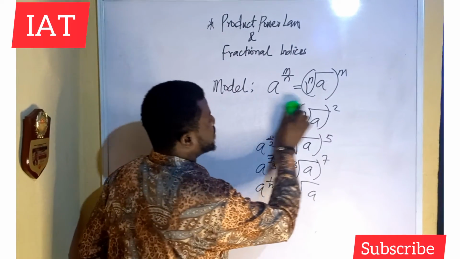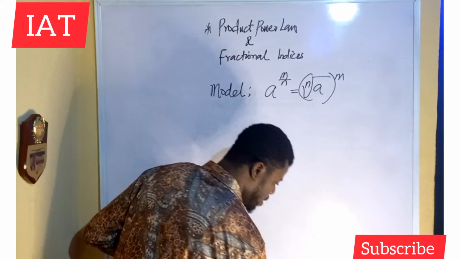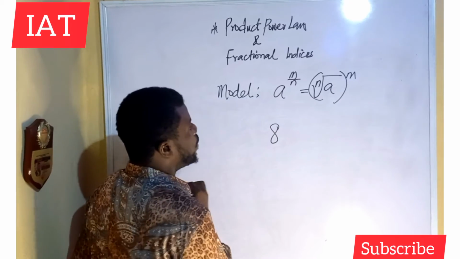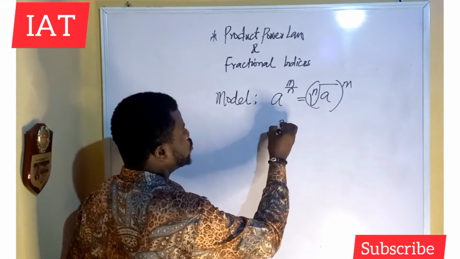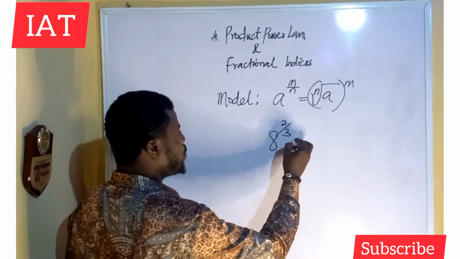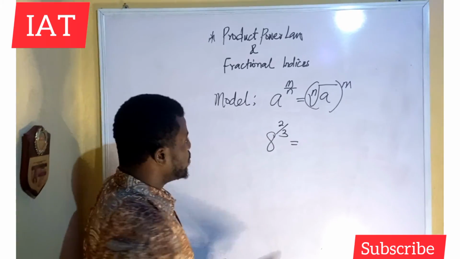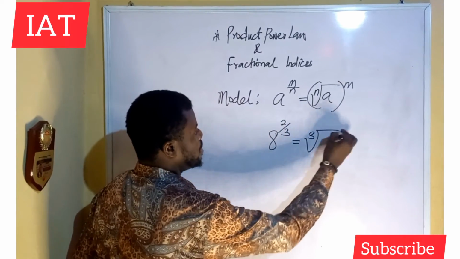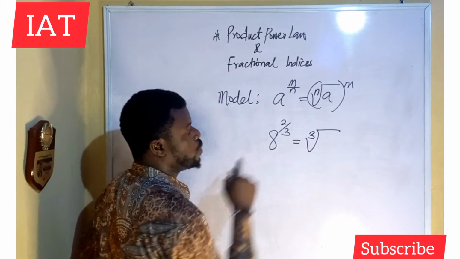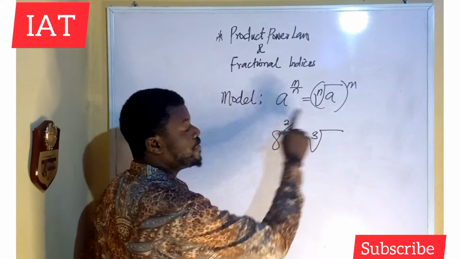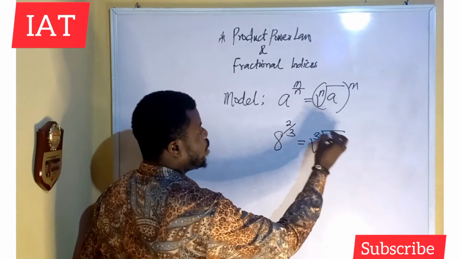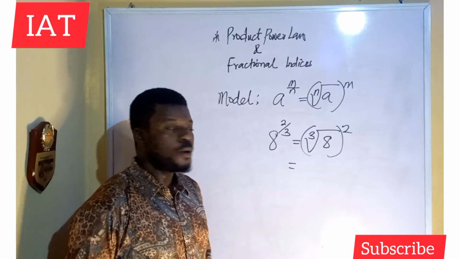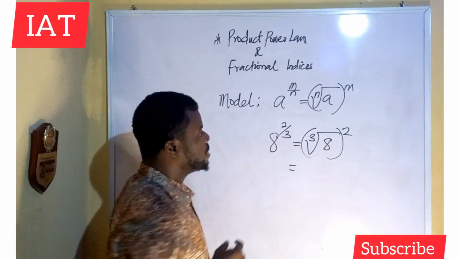So what if we represent it in terms of numbers? Say we have an expression like this: 8 to the power of 2 over 3. How can we work on this expression? It's simple. Because we have 3 at the denominator, just change it to become the cube root. Remember, if it were 2, it will change to the square root. If it were 5, it will change to the fifth root of this 8, all to the power of 2. So, without a calculator, how can you check what the cube root of 8 is?